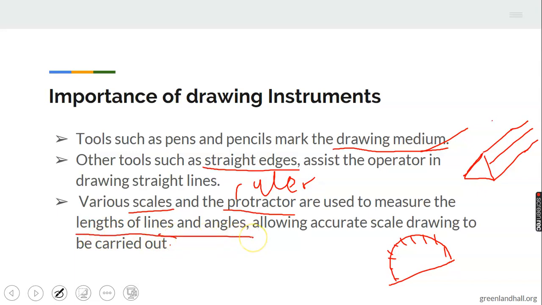So before you can draw anything, you have to measure the length, so it won't be too long or maybe too short. You have a moderate length of whatever you want to draw. So you use your scales and your protractor to do the drawing, so you can get an accurate drawing, and that accurate drawing will be carried out.